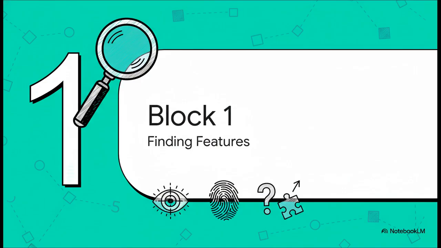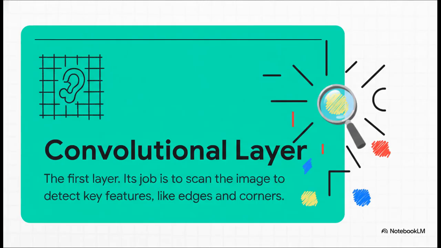All right, let's really dive into that first block, finding features. And let's stick with that detective analogy. At this stage, the AI isn't trying to solve the whole case just yet. Nope, its only job is to gather all the visual evidence it can find. So the detective's number one tool, that's the convolutional layer. And really, this thing is the heart of the entire operation. Its whole job is to scan the image and hunt for the most basic features imaginable. We're not talking about a dog ear or a nose yet. We're talking about the absolute fundamentals, simple lines, curves, corners, the building blocks of any image.